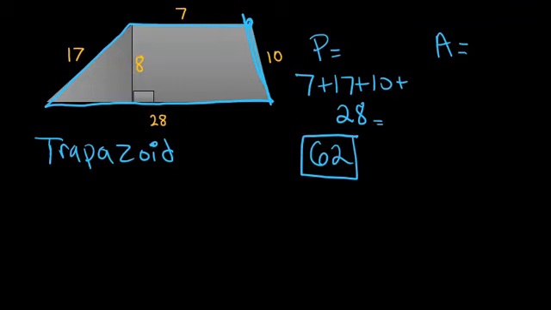But what about the inside, right? The area. How do I check the area? Well, the formula for a trapezoid's pretty interesting. It's because it's kind of like a rectangle right here.